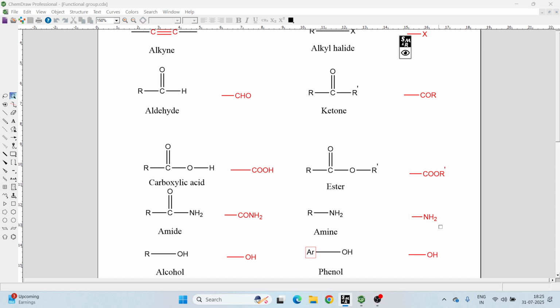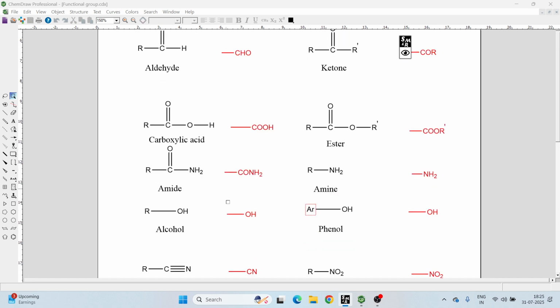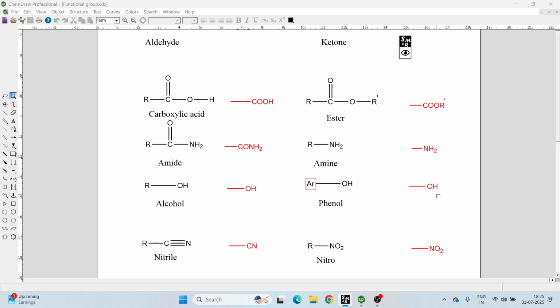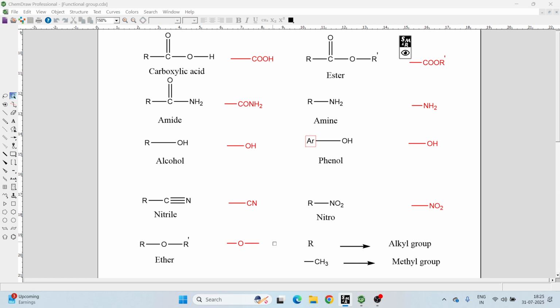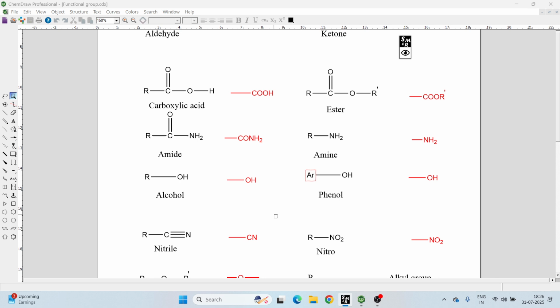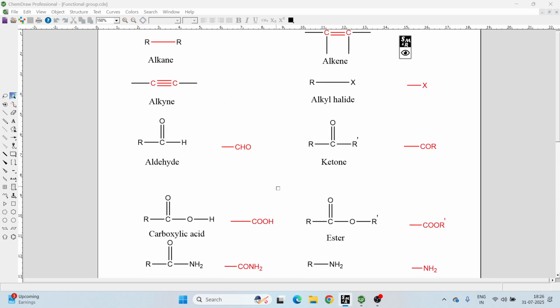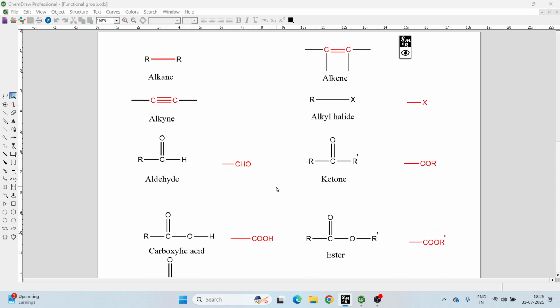For an amine NH2. Then OH, if it is a functional group, then that depends whether it is attached to R, call it alcohol, and if it is attached to aromatic ring, then call it phenol. For a nitro compound, NO2. For a nitrile, CN, ether O, like this. Is it okay? Now please practice it till we meet in the second video, because if you don't know these functional groups, it becomes very difficult to teach you organic chemistry.